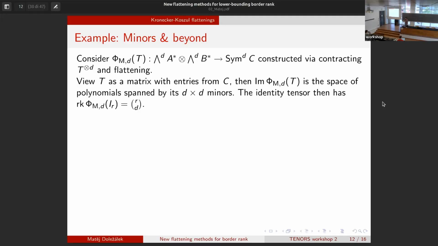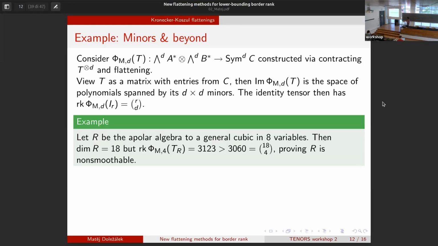And if I'm, again, playing this game of comparing myself with an identity tensor or a generic tensor of some given rank, then it's pretty easy to see that if I take an identity tensor, then this matrix is just a diagonal matrix with distinct variables on each entry. So then this just measures the space spanned by square free monomials. So it's just a binomial. So it's all very, very manageable.